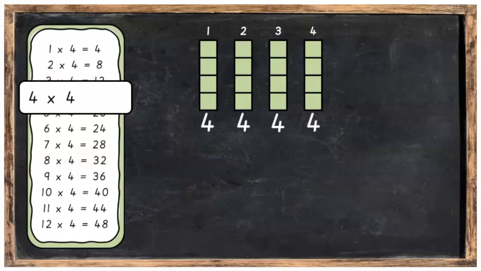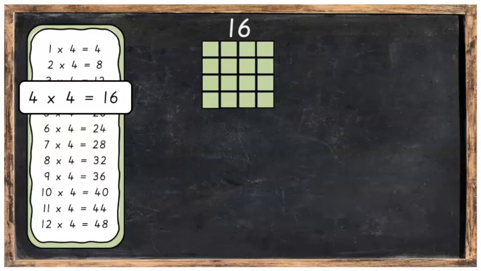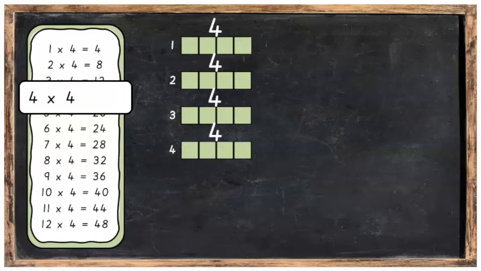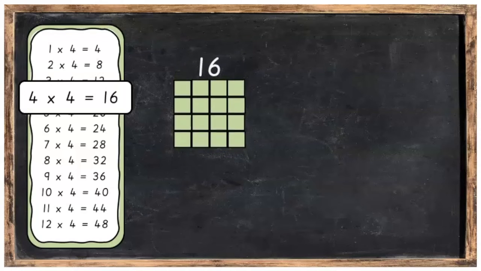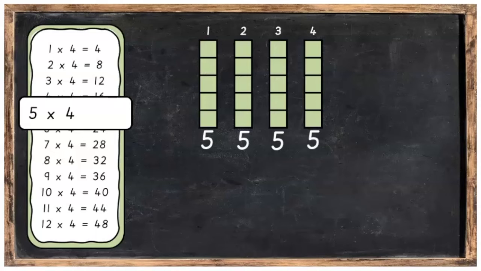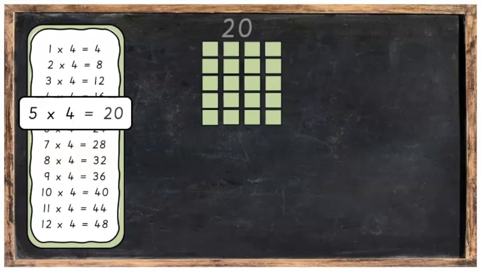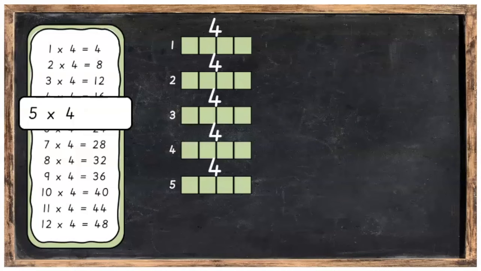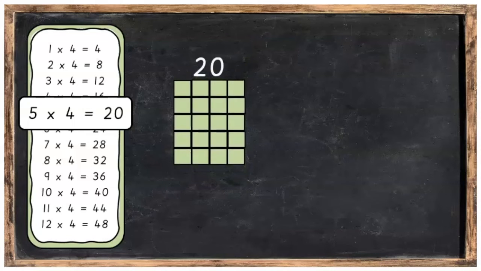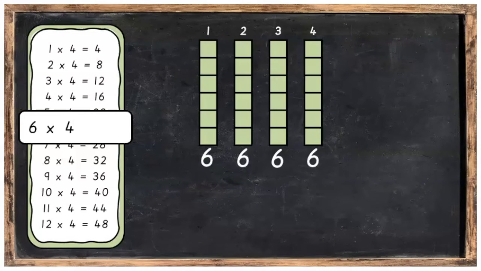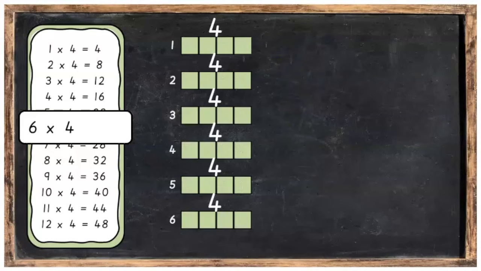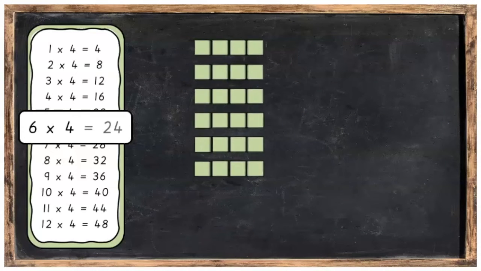4 times 4 is equal to 16. Or we can say 4 fours are 16. Now try and say this along with me. 5 times 4 is equal to 20. And we've got 5 fours are equal to 20. It's the same thing. 6 times 4 is equal to 24. Or 6 fours are equal to 24.